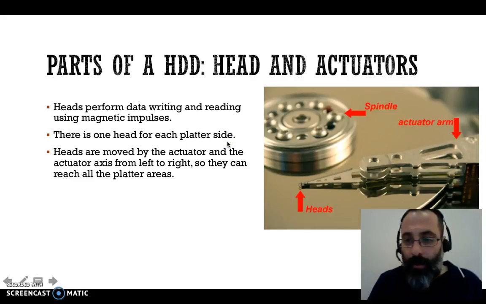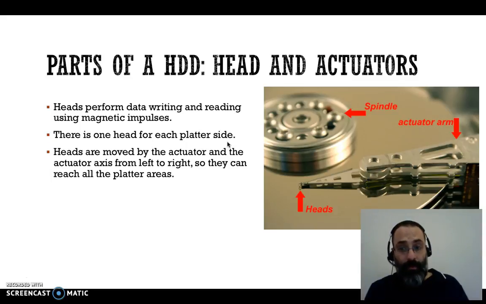Now let's discuss the parts that actually read and write. They're called heads, and the heads are being held by actuators. The actuators are also the arms that move like this, so the head can cover the whole surface of the disk.